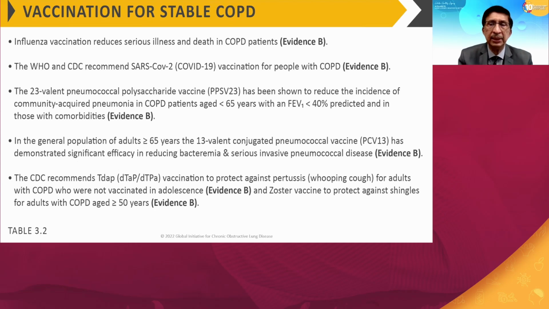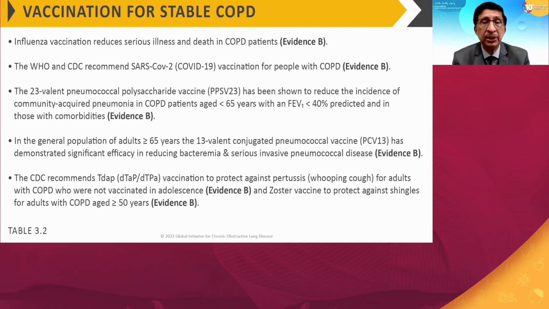Now, regarding vaccination, I put another slide. It's much easier. Influenza, many talks are going on about this. Definitely reducing illness and death. All COPD patients must get a yearly vaccination. For SARS-CoV-2, the recommendation is quite strong. Now, the pneumococcal vaccine has been shown at the evidence of B in patients age 65 years and less with FEV1 of less than 40%, and in those with some comorbidities.